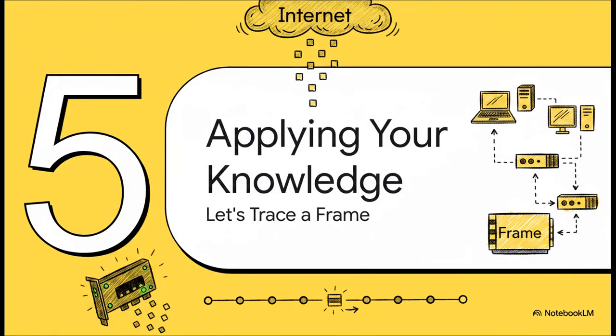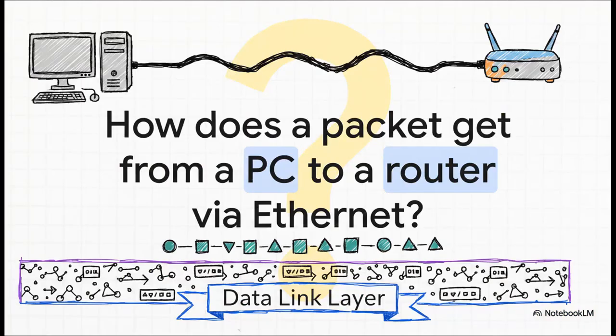All right, that's enough theory. Theory is great, but let's make this real. It's time to put all these puzzle pieces together and solve a really common networking problem. Let's trace the journey of a single piece of data from start to finish on a local network. So here is our mission. Your PC wants to send some data out to the internet. But the very first step, the first hop, is just getting that data to your router. They are both on the same local network, and they're connected by a standard Ethernet cable. This is the data link layer's home turf. So let's walk through it step by step.